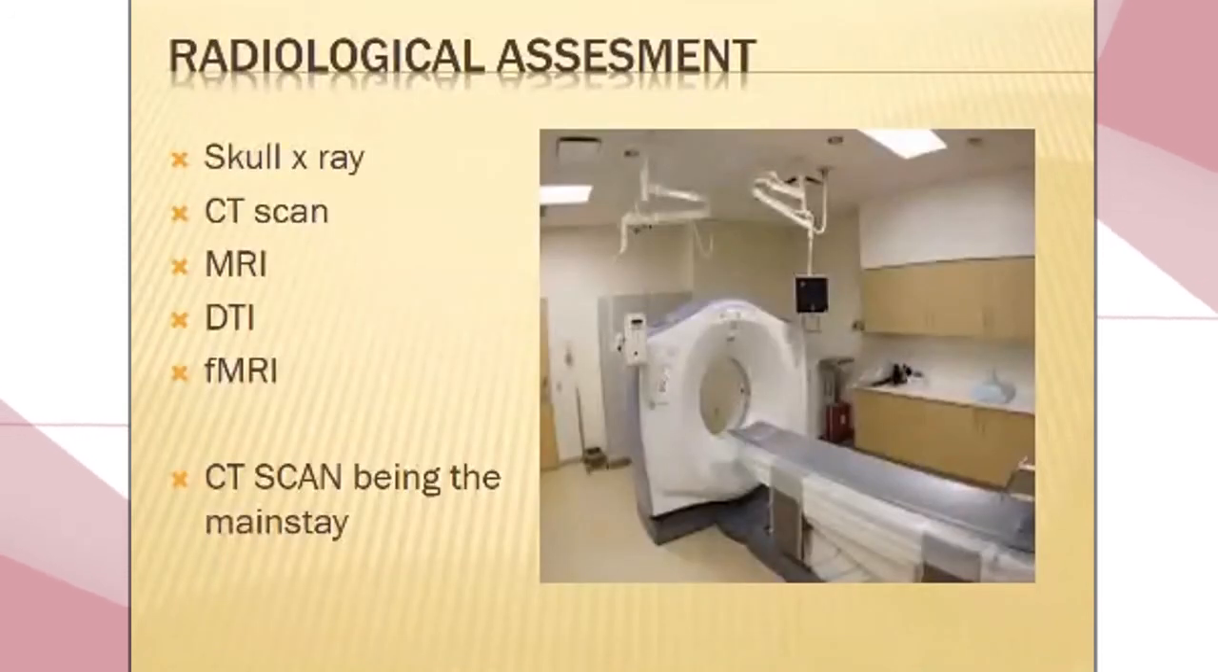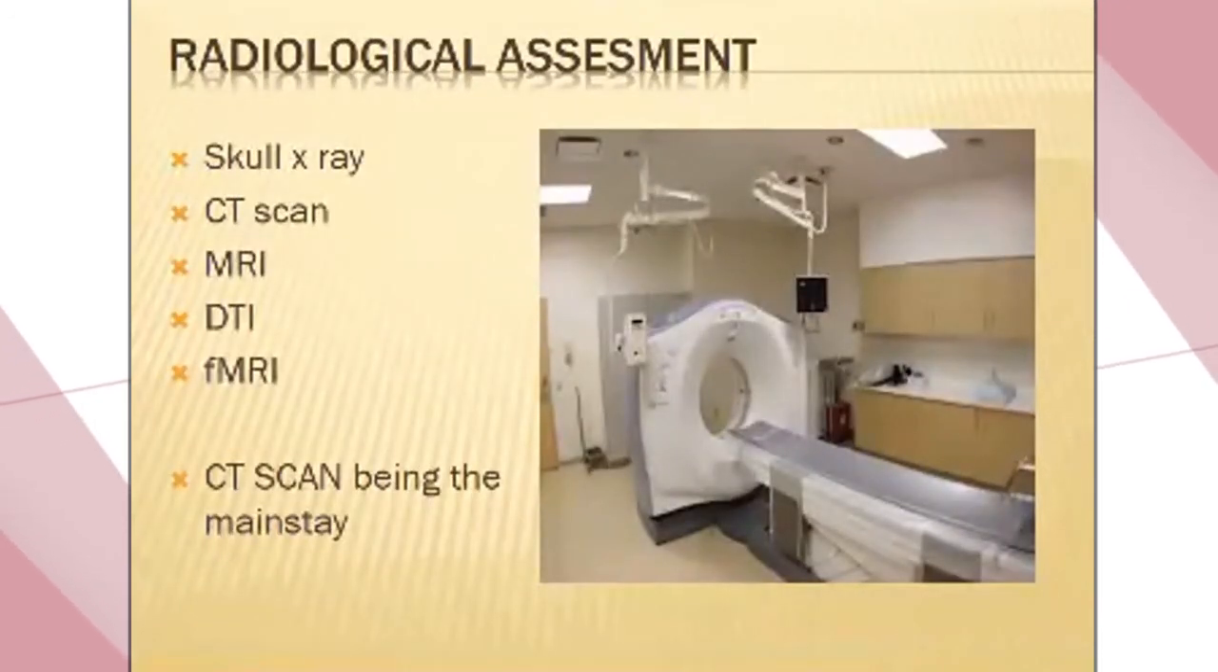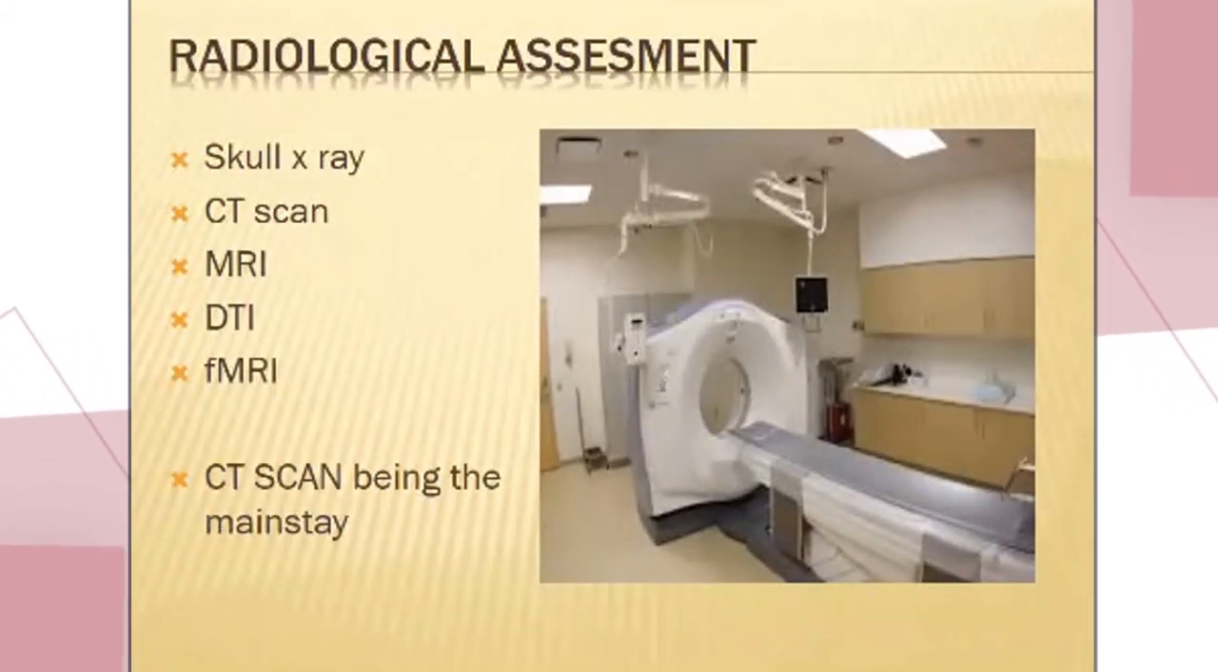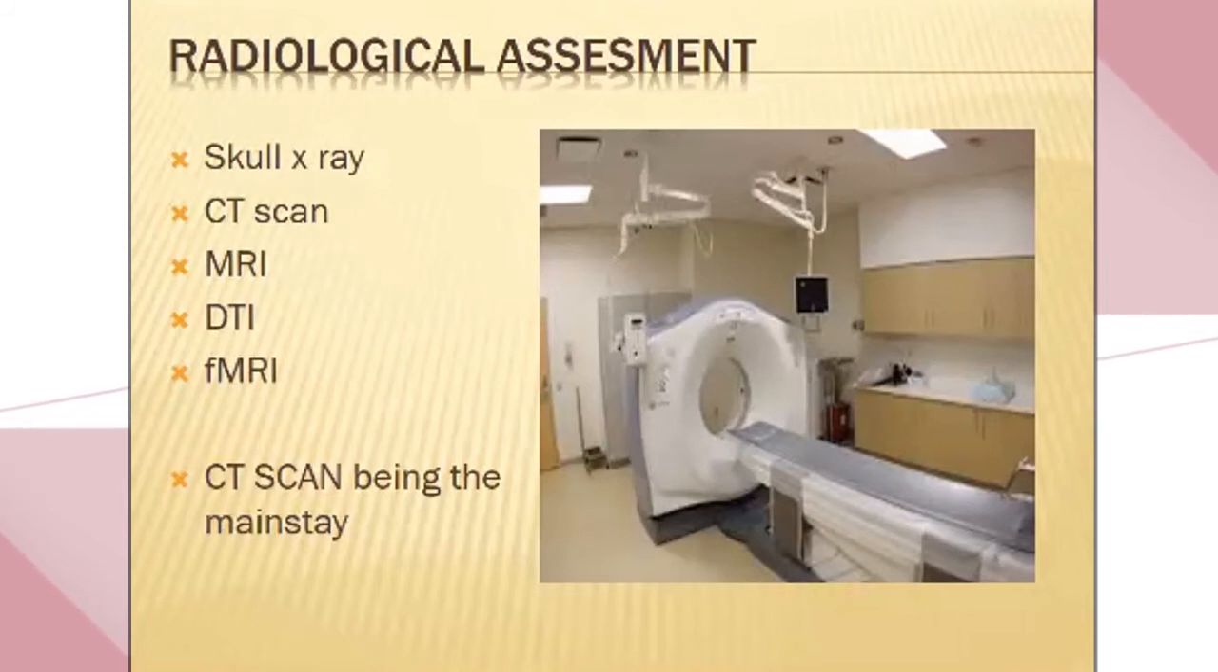How do we assess the patient radiologically? We can do the skull X-ray. That is a very simple investigation that we can do at any area, but it has very limited value because it just gives us information about the fractures. Then the CT scan, which is the mainstay of all the investigations, is usually done at the first level. Then we can do the MRI, diffusion tensor imaging, and functional MRI.